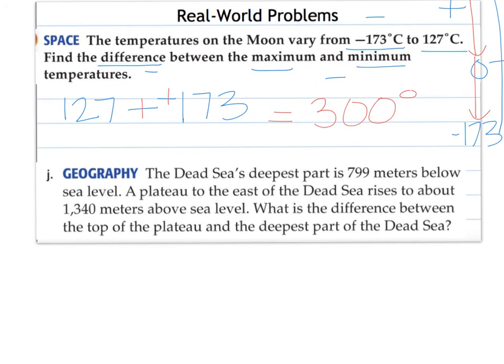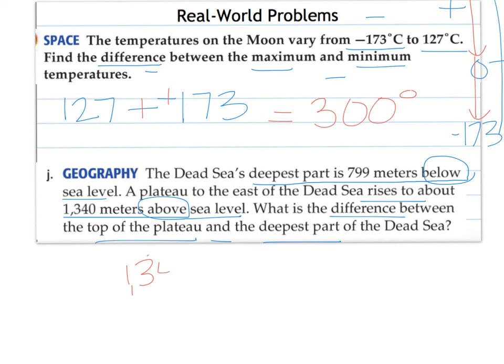So try this one. The Dead Sea's deepest part is 799 meters below sea level. The plateau to the east of the Dead Sea rises about 1,340 meters above sea level. What is the difference between the top of the plateau and the deepest part? So again, I'm not writing this in the order they said it. I'm writing it in the order the question is.